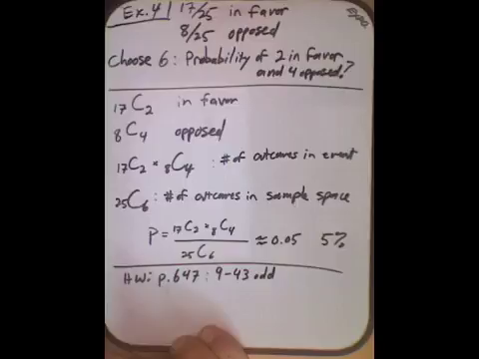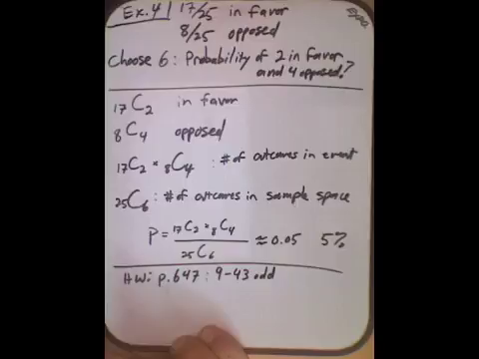So we're almost done. But that's the number of ways that we can get our result. That's the number of outcomes in the event we're after: 2 in favor and 4 opposed. Okay, but how many ways are there to choose 6 people out of the 25? That's the number of outcomes in the sample space, and it's 25C6. This is really complicated. Go back and look at it again.